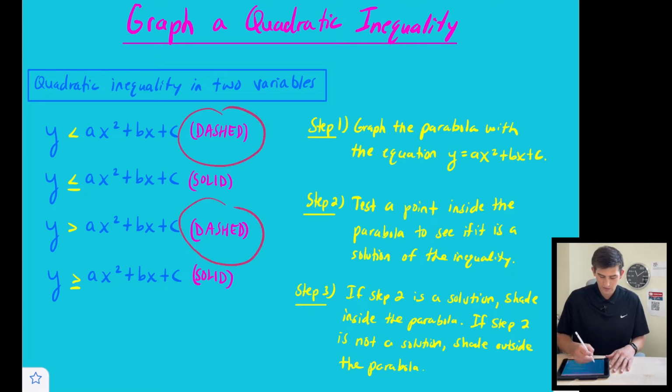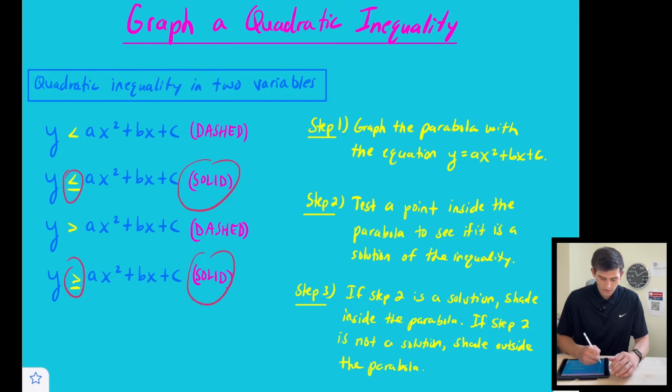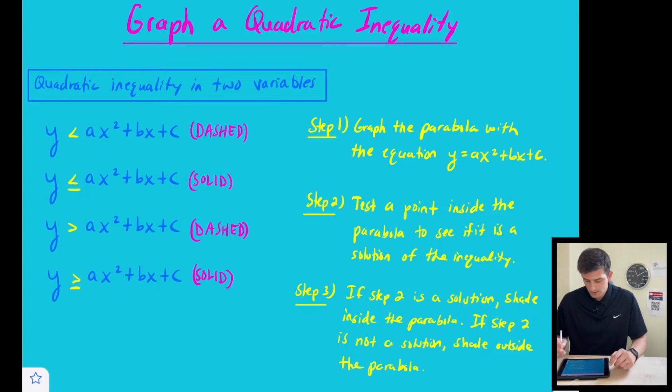Dashed would be for when we have a less than or a greater than, no equals sign there. Solid lines would be if we have or equal to. We're talking about a quadratic here, so that's our parabola. So a dashed parabola is for less than or greater than, and a solid parabola is for or equal to. On the right side of our screen, we see our steps, and this is essentially just what we did for a linear inequality.